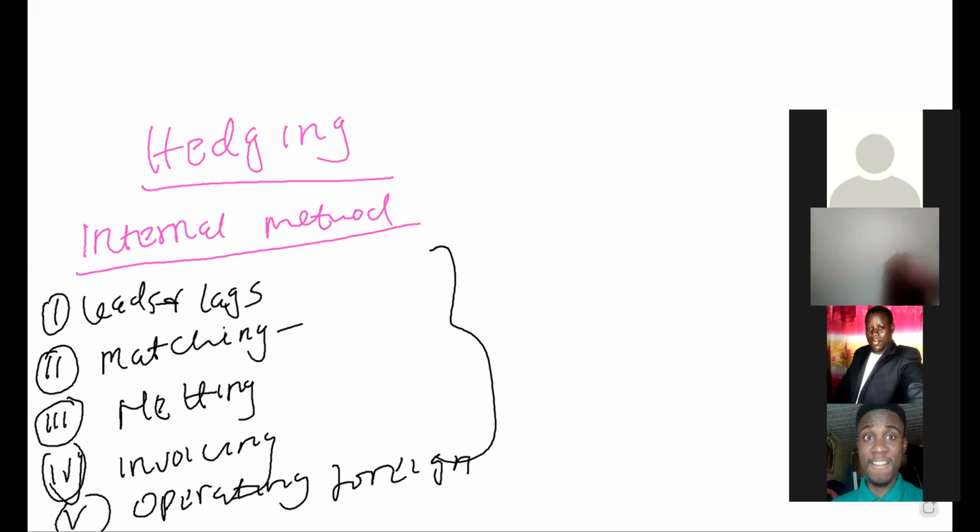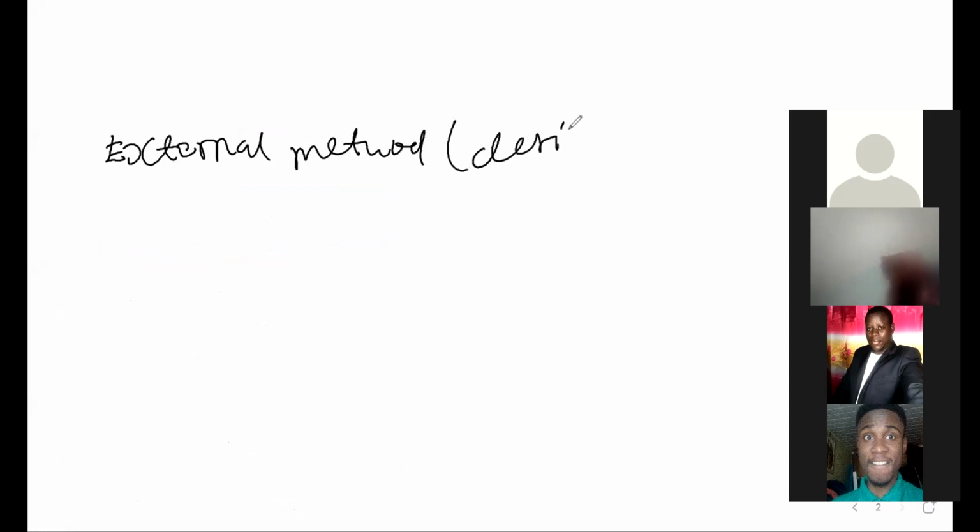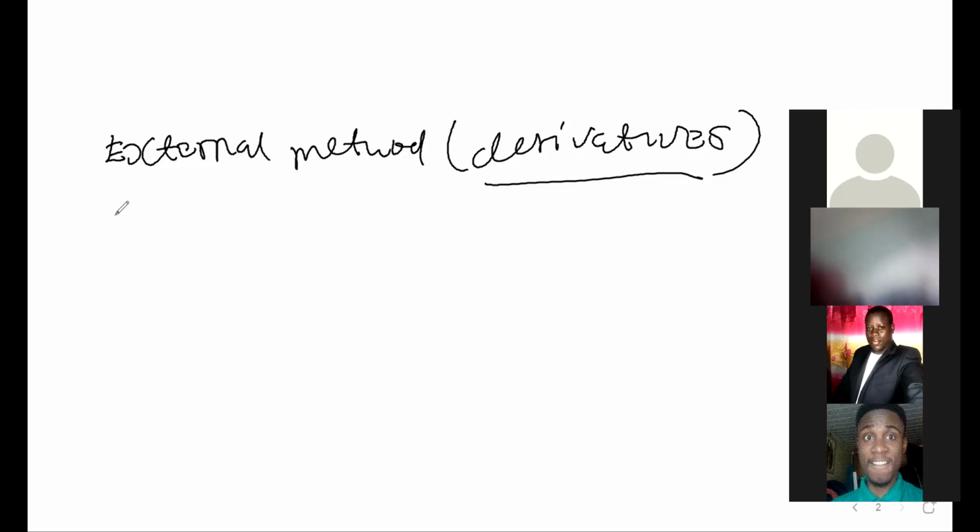Today we are going to introduce the external methods. We said there are internal methods and external methods. With the external methods, we said it's use of derivatives to hedge against exchange rate exposure. I know those who are doing financial risk management are discussing derivatives. But derivatives, we said they are mostly used by speculators in the exchange market, who hold derivatives hoping to make profit from the fluctuations of the exchange rate.